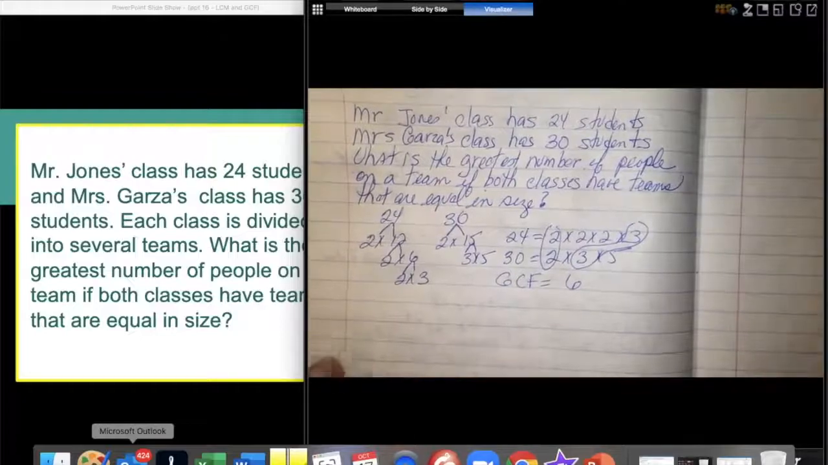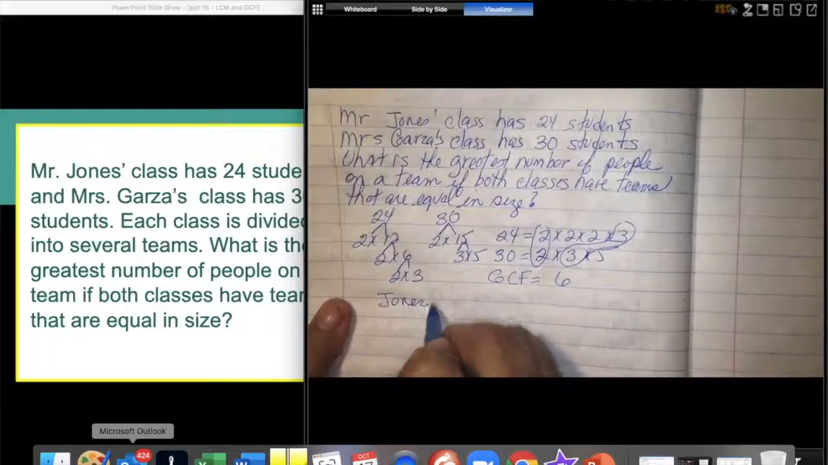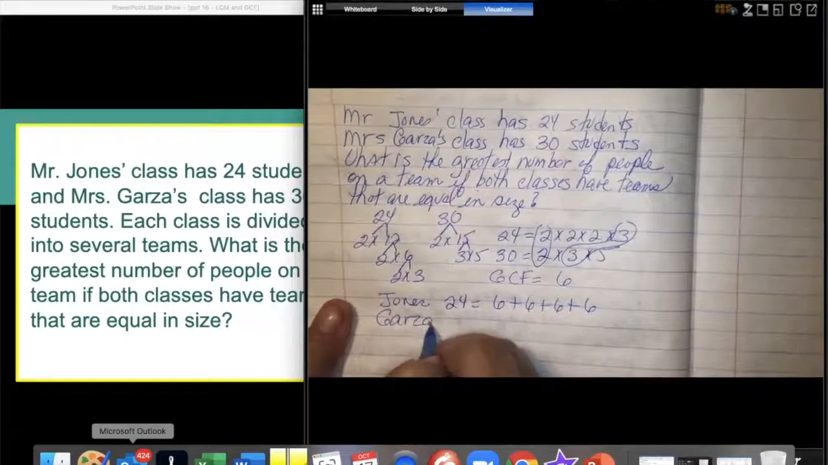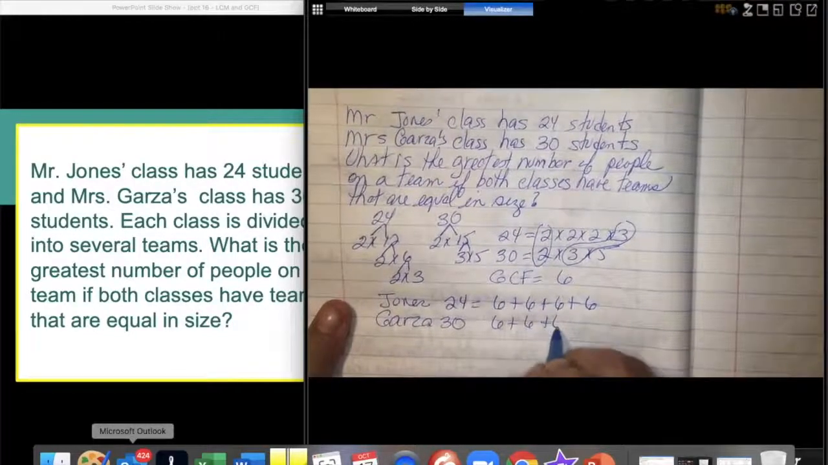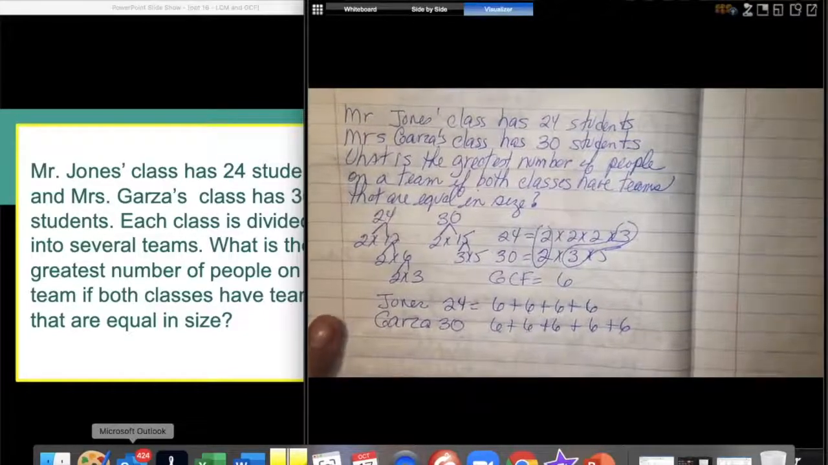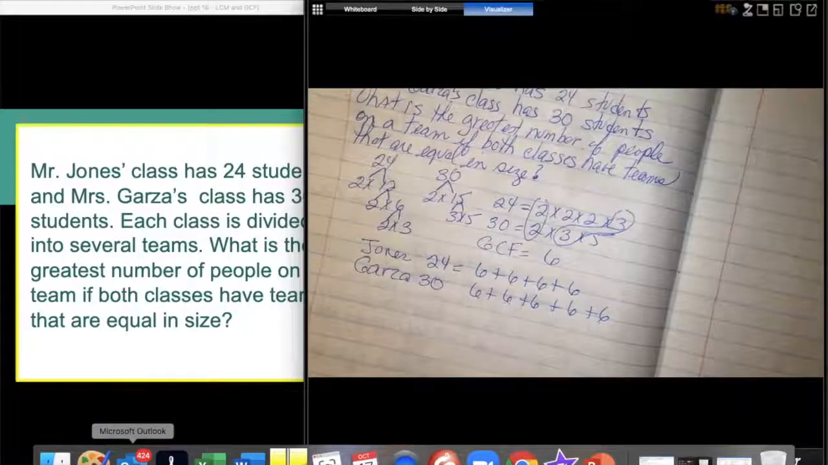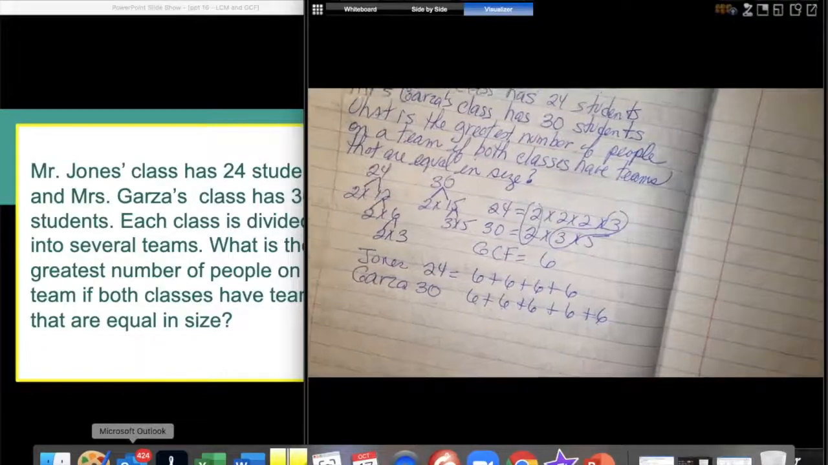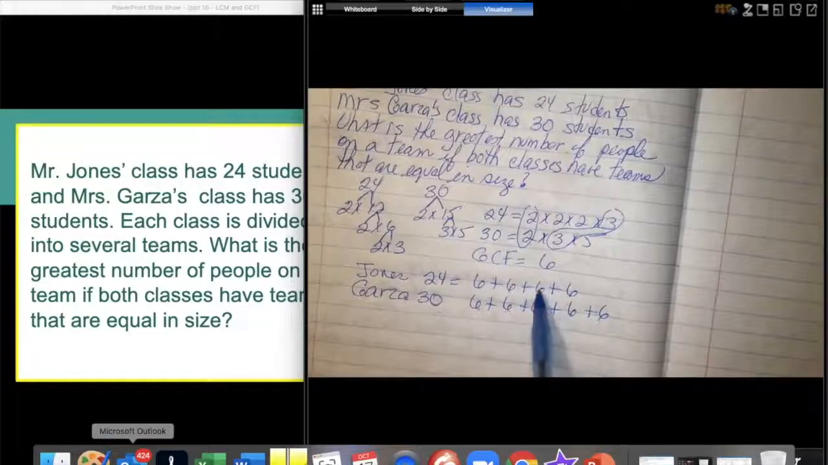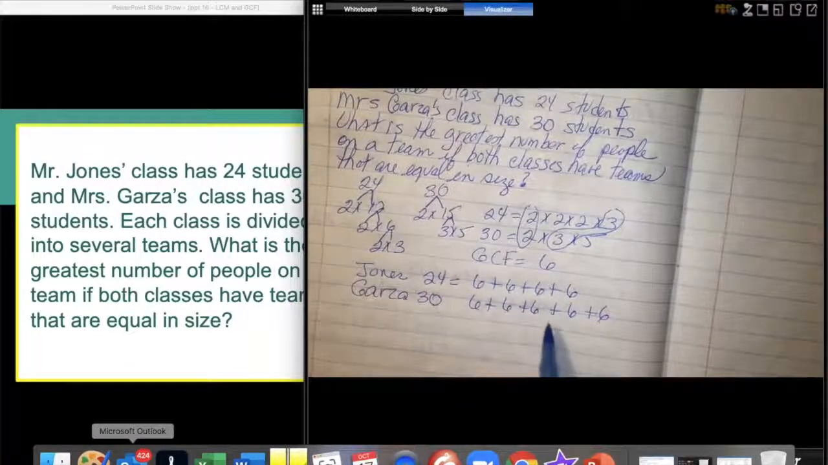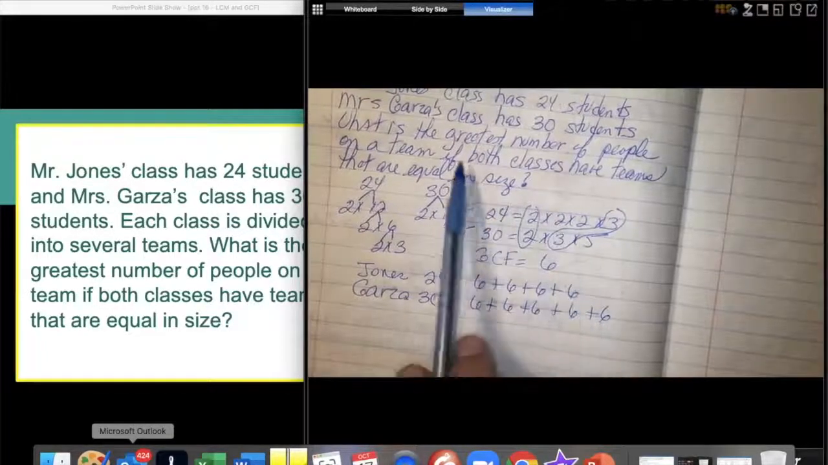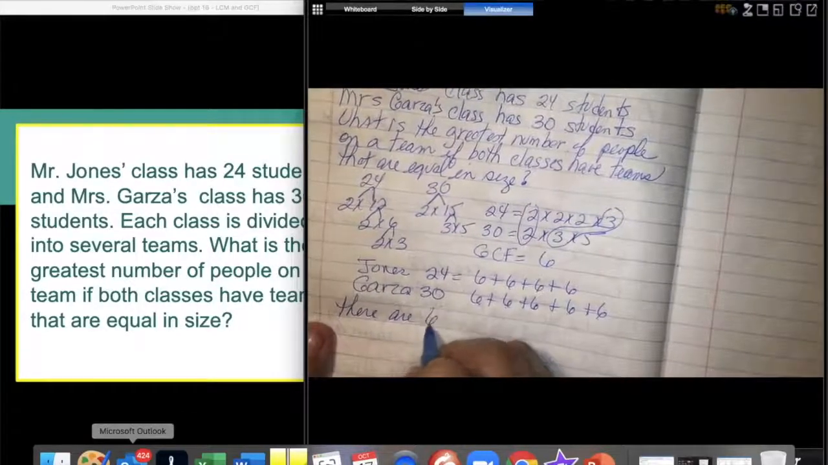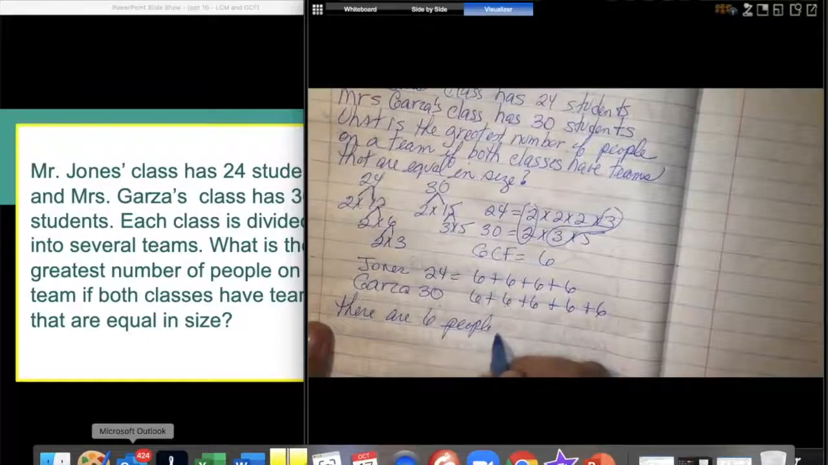Okay, so let's understand what's happening here. So here's Mr. Jones. He's got 24 students. And Mrs. Garza has 30 students. Right? 1, 2, 3, 4, 5. What is the greatest number of people on a team? Now, all of these teams are the same size. Here, Mr. Jones has 4 teams. Mrs. Garza has 5 teams of 6. There's 6 in every team. What is the greatest number of people on a team? So there are 6 people or students in each team.